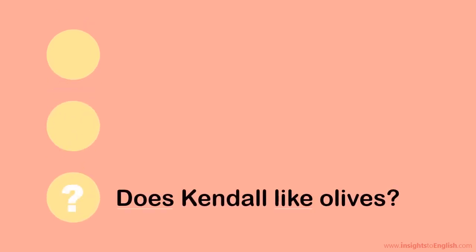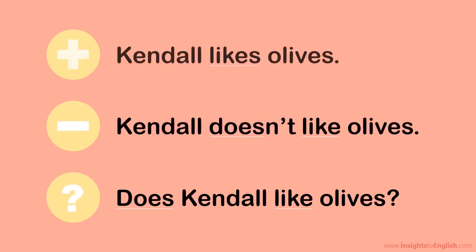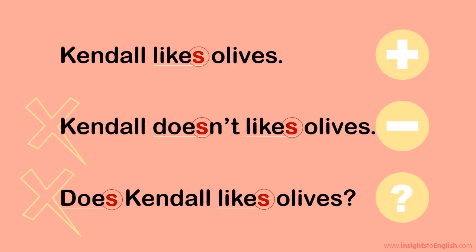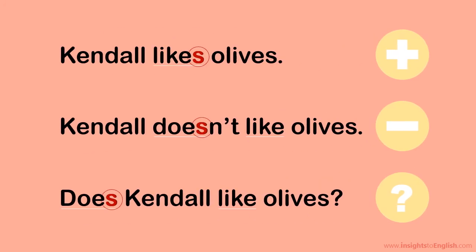Do and does is mostly used in questions and negative sentences. Does Kendall like olives? No, Kendall doesn't like olives. So far, we've looked at positive sentences, but the rule applies to questions and negative sentences as well. There's still only one red S. It's just in a different place. If you have 2 or more red s's, the sentence is wrong. If you don't have any red s's, the sentence is wrong. You need one, but only one.